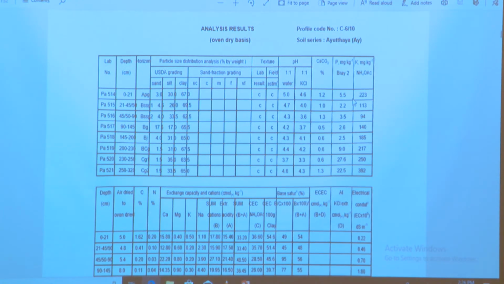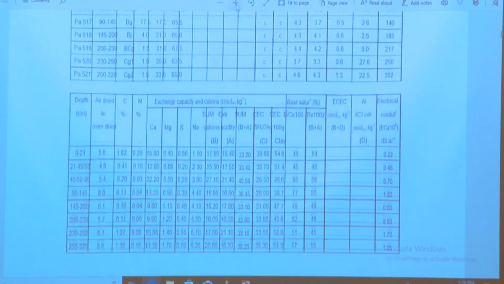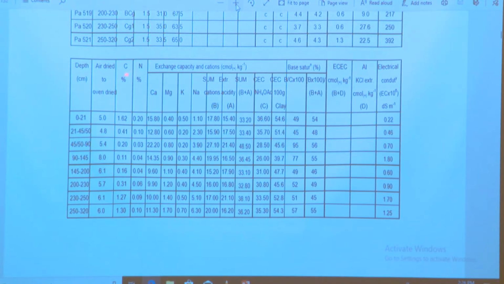Yes. USDA grading sand, silt, clay, pH in H2O or KCl, maybe CaCl2, and also calcium carbonate, phosphorus by Bray 2, ammonium acetate for potassium. And also they have carbon, nitrogen, some bases, aluminum acidity, EC, and also the CEC and base saturation.